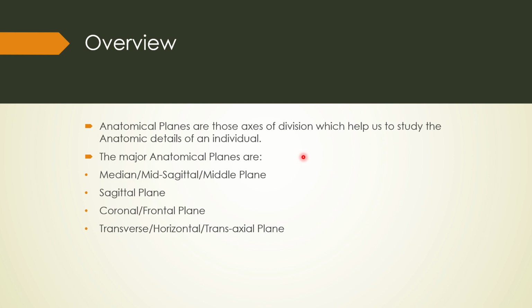Now the anatomical planes. These are those axes of division which help us to study the anatomic detail, the structural details of an individual. The major anatomical planes are the median plane, the sagittal plane, the coronal plane, and the transverse plane.